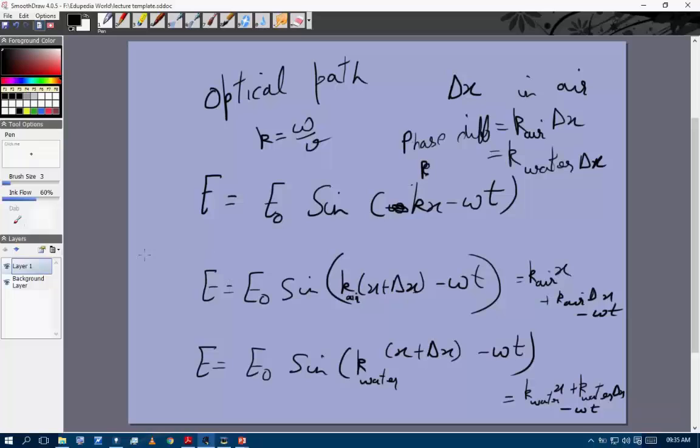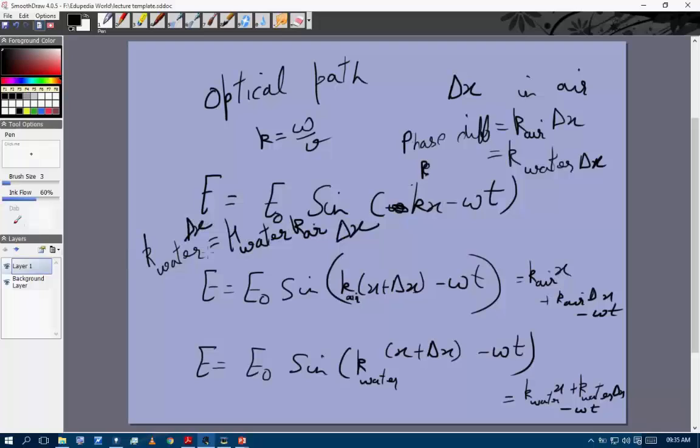So that means k water is equal to mu water k air, right? K times v is a constant. V is inversely proportional to mu, right? So k is directly proportional to mu. So k water is mu water times k air. What that means is k water times delta x is equal to mu water times k air times delta x.